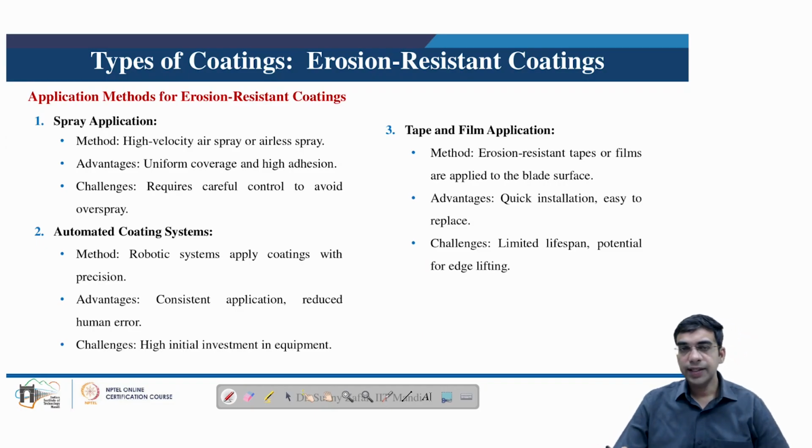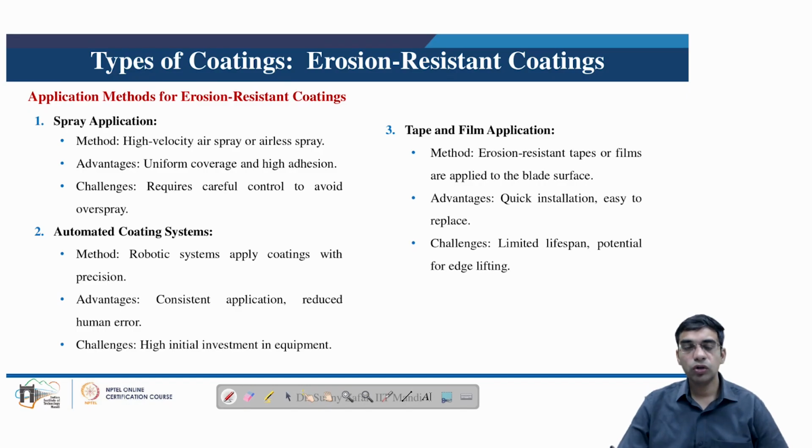Now we will see the various methods of application of the erosion resistant coating. So the first method is the spray application. This method includes the high velocity air spray or airless spray. The advantages of this method include uniform coverage and high adhesion. The challenges in this method include that it requires careful control to avoid overspray.